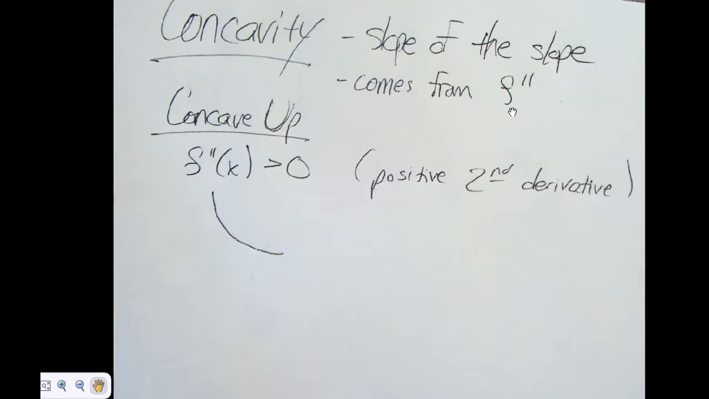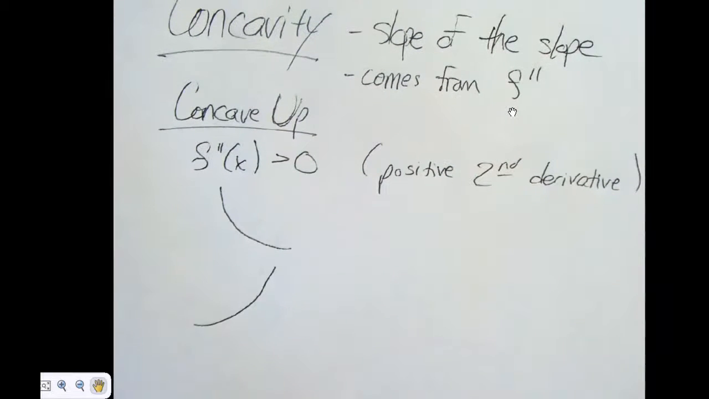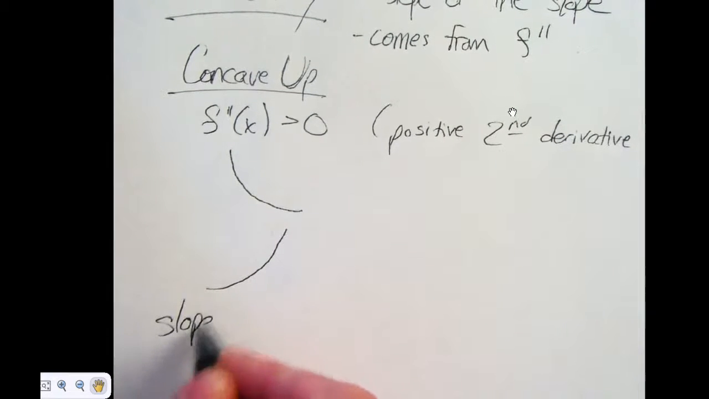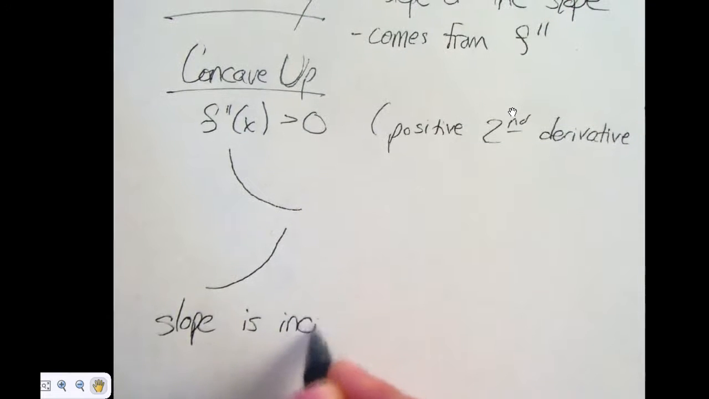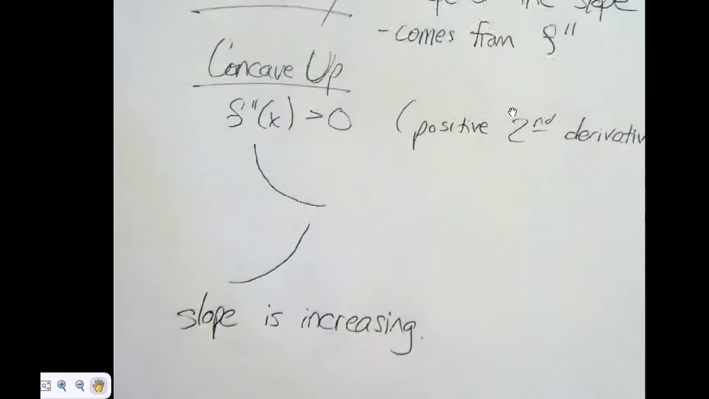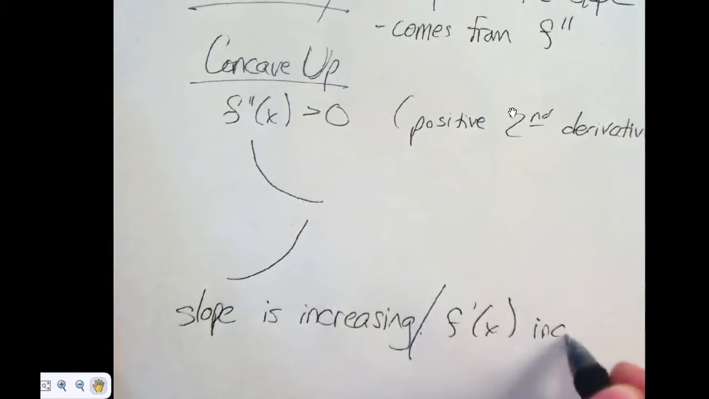That's concave up, but it's curving up. So it could also be this. Anything that is curving upward, whether it's on the way down or on the way up, is concave up. It also means, if you look at it this way, slope is increasing, which means f prime of x is increasing.